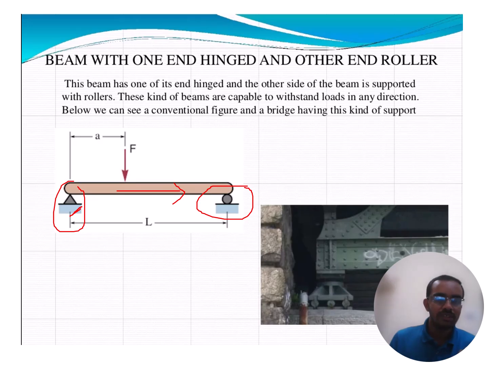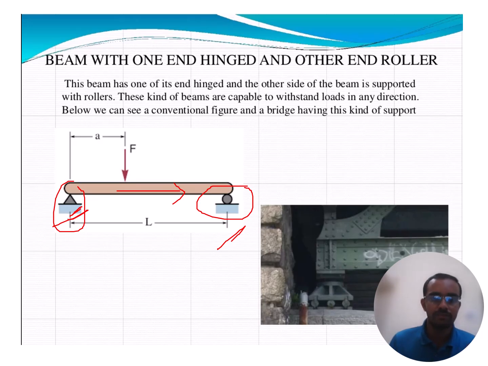At that time, this extension has to be permitted, or else it will lead to other types of stresses, and lead to a failure also. So one end is hinged here, the other end is permitted to elongate and contract by a small amount. So it will get elongated or contracted by a small amount. It will be permitted.